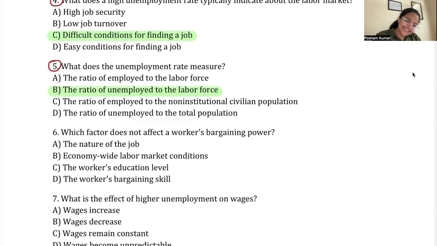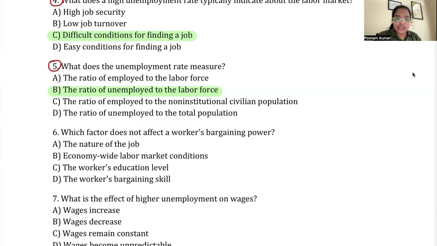Ma'am, what did you discuss about the first part? I'm sorry, my connection was bad. So the question is, which factor does not affect a worker's bargaining power? Nature of job does affect it, meaning low skill versus high skilled job.